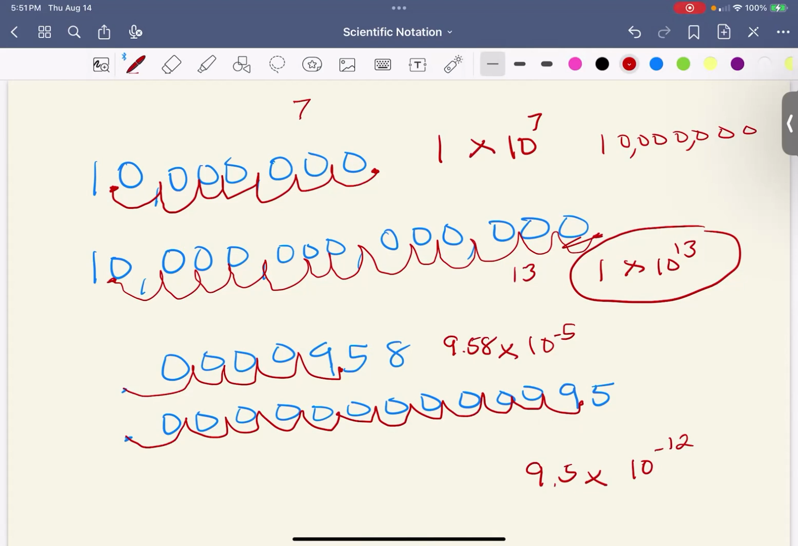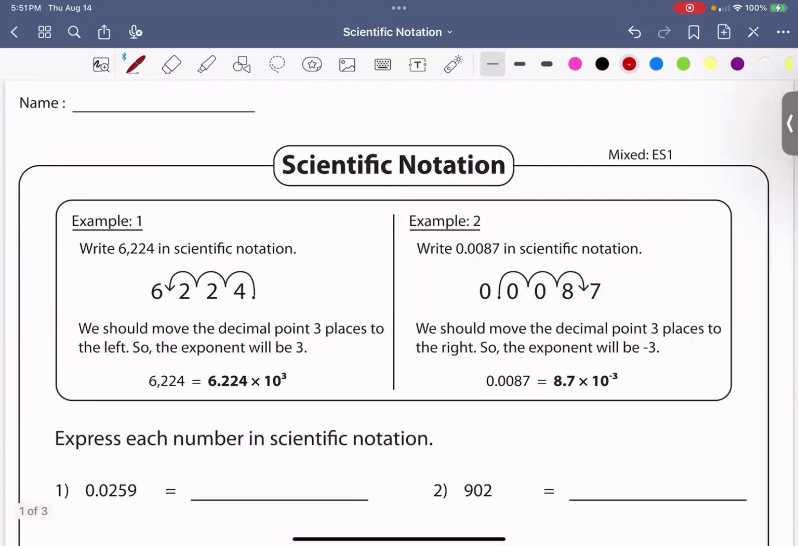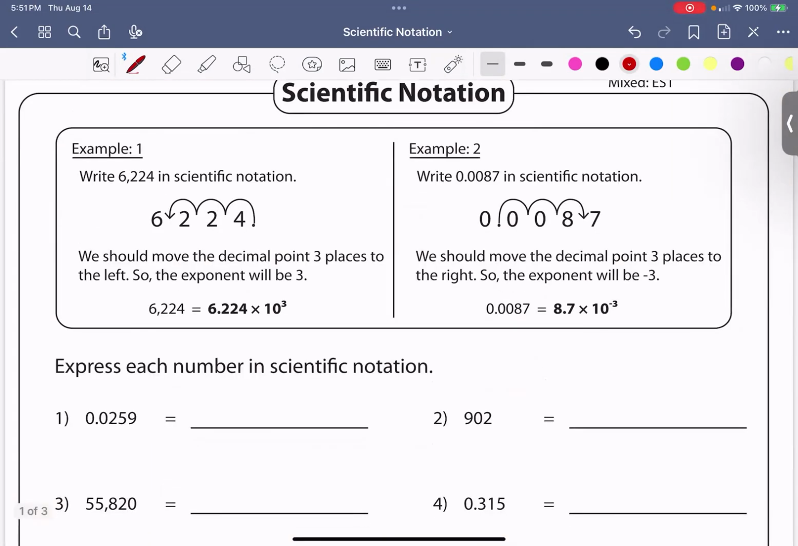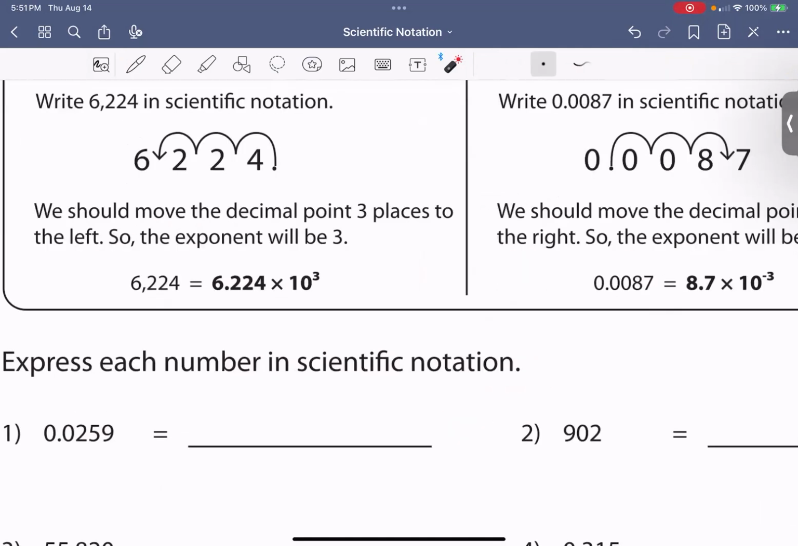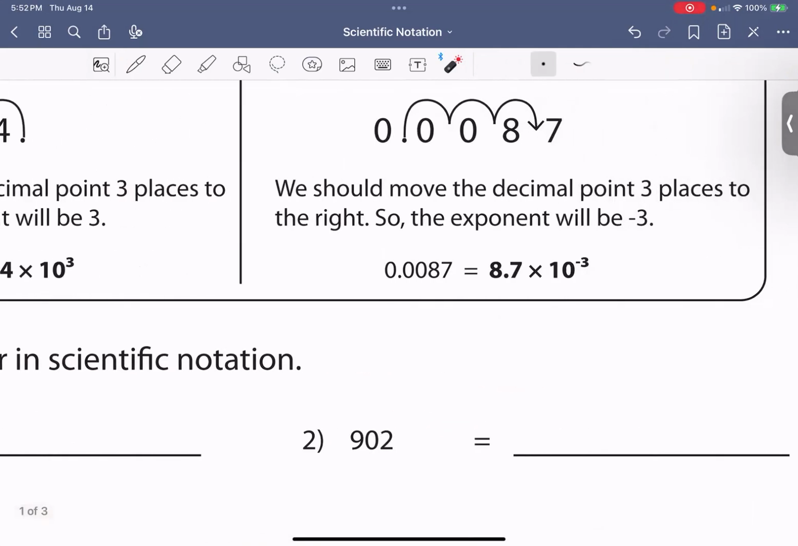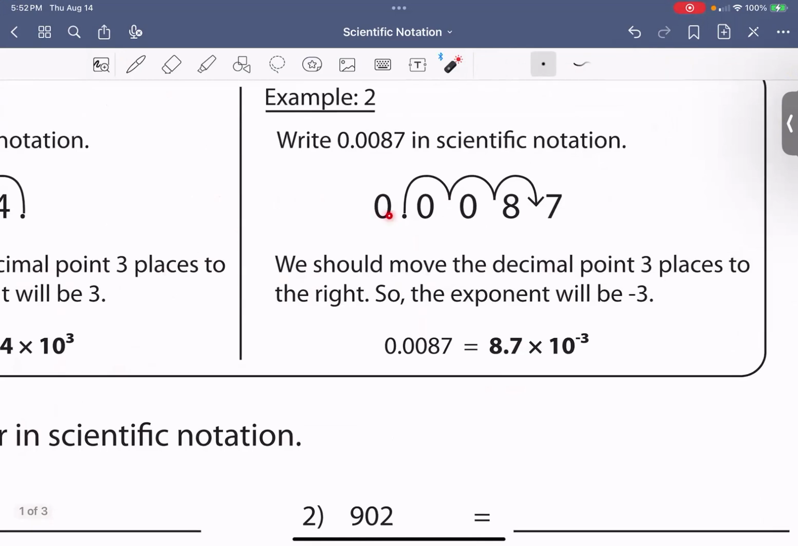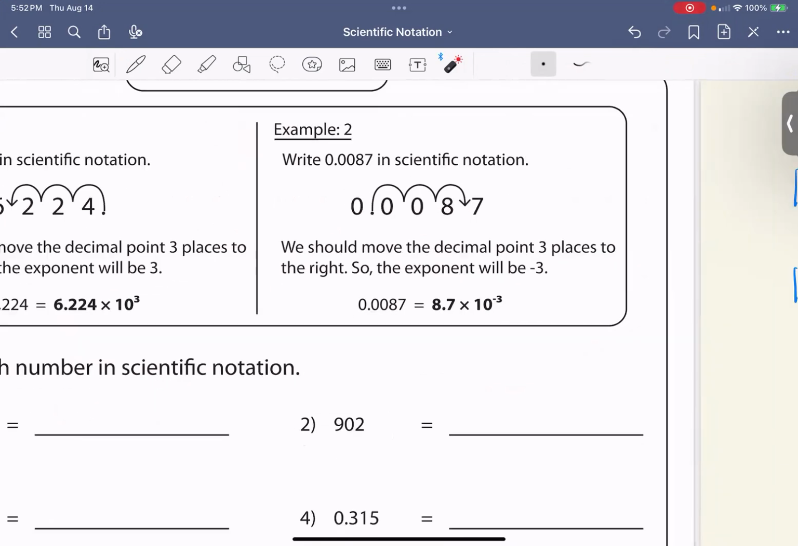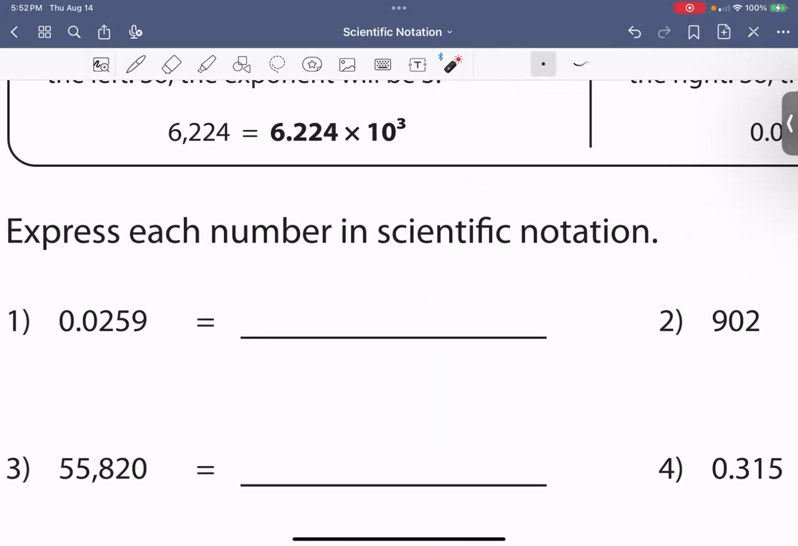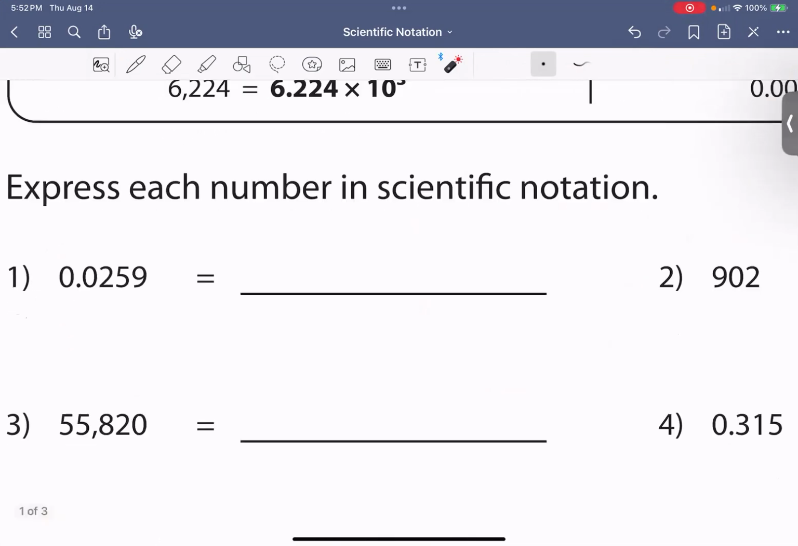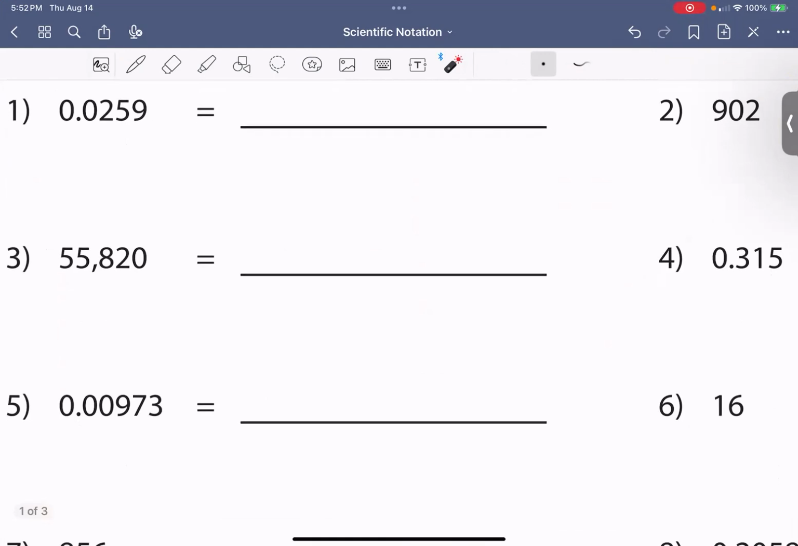Let's do some more examples with smaller numbers. Okay, so like I said before, when we have a whole number that's 1 or greater, the exponent is going to be positive. And if it's a number that's smaller than 1, the exponent is going to be negative. So let's look at this first one. Let's first start with the numbers that are 1 and greater.